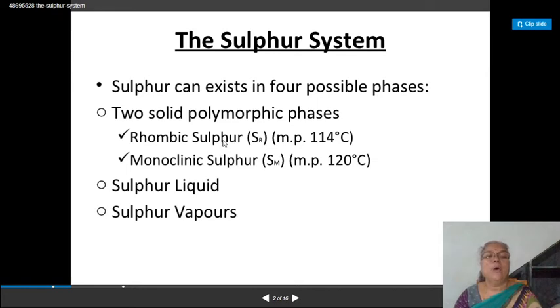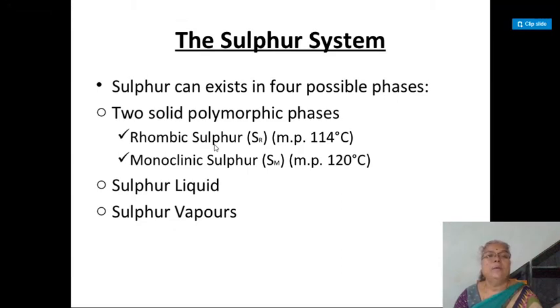This is the polymorphism and enantiotropic forms. They are interconvertible. One form will get converted into another form. And the temperature at which the rhombic sulfur crystalline form gets converted into monoclinic sulfur is called the transition temperature. And here the polymorphism is observed in elements as well as compounds.